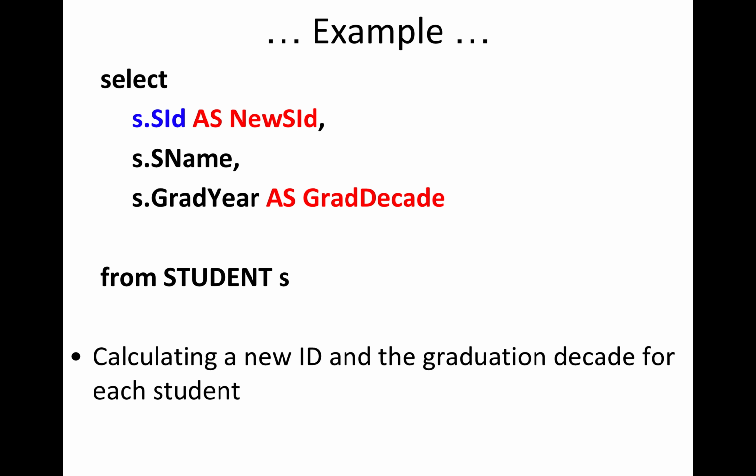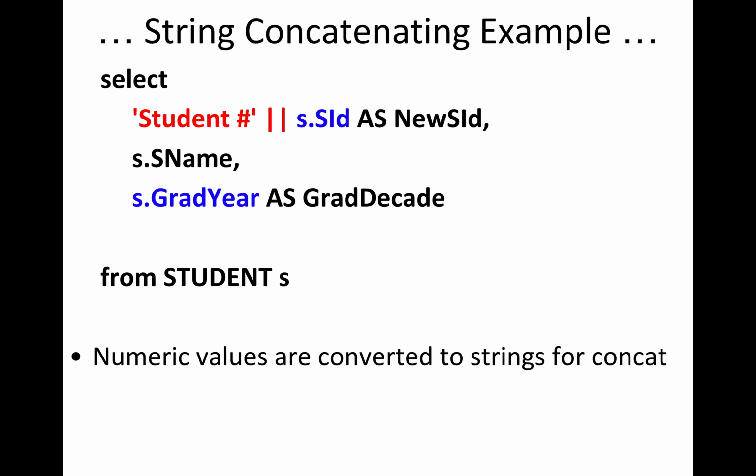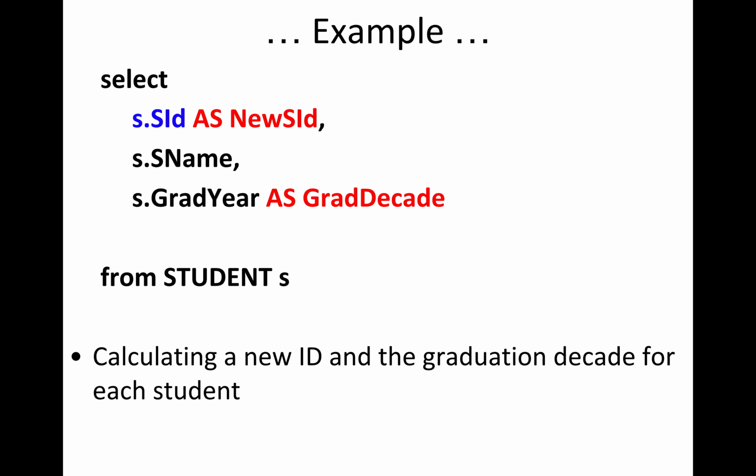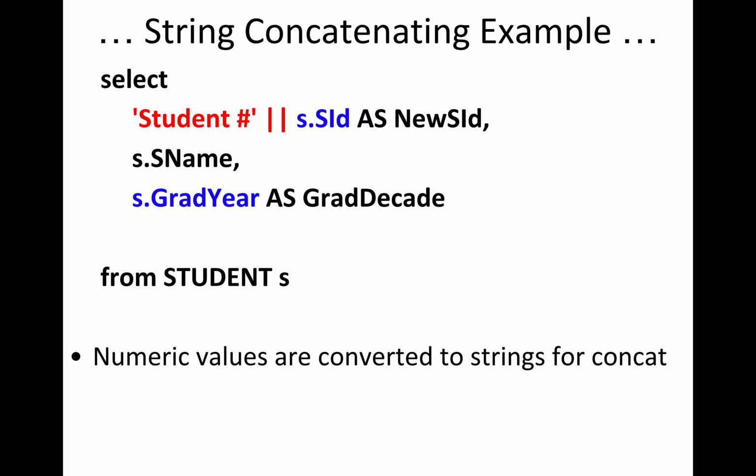We've renamed it as new SID, and we are renaming the graduation year as graduation decade. And then we're going to add a couple of things. We're going to calculate the new SID. We're just going to do a string concatenation of the student number with the original student ID. So the new value is going to be student number with SID.